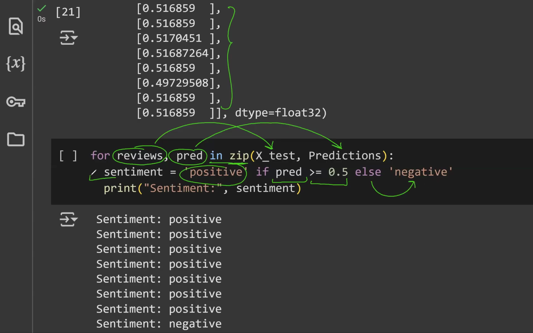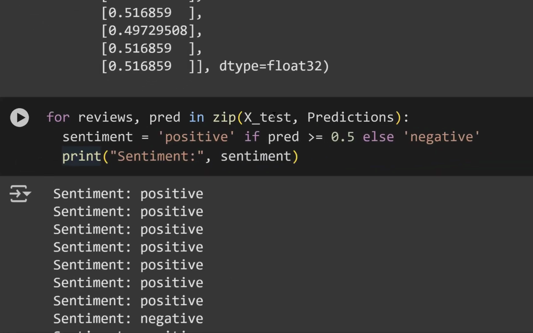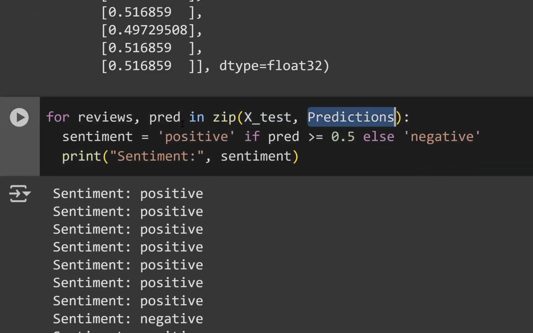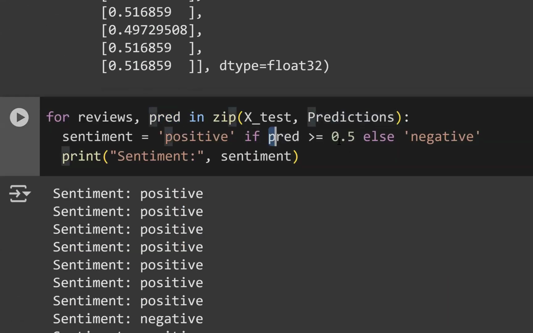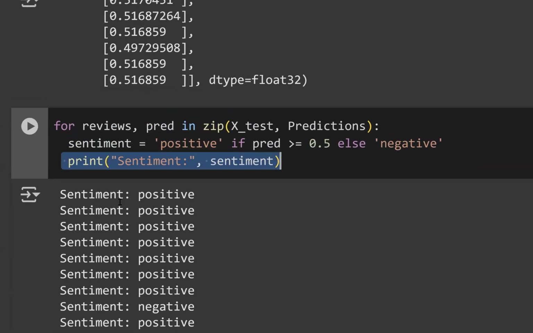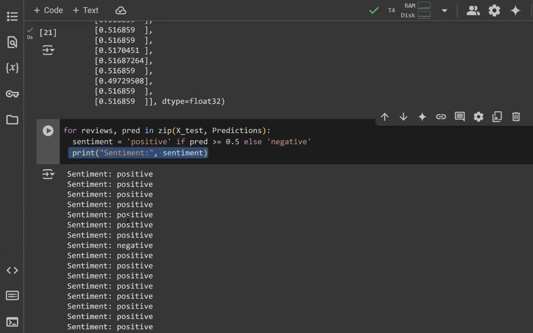And it is stored in which variable? Sentiment. And print it. See, the first review is positive. Second, negative. Sorry, positive, positive, positive. This one, negative. So in short, this conditional statement is taking reviews from the X test and predictions from this variable, storing in pred, and checking if the pred value is more than or equal to 0.5, that's positive. Otherwise, that's negative, and storing in sentiment and printing the sentiment. We are getting positive, positive. We have negative also, but I think more values are positive here.